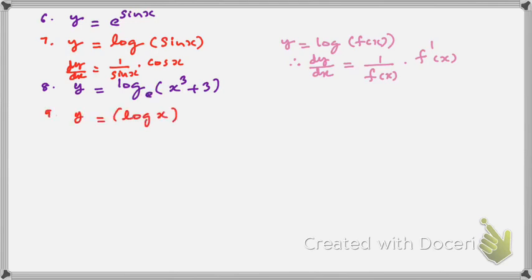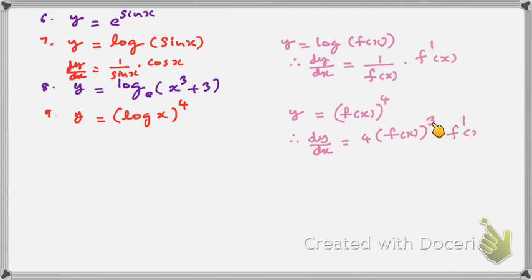Looking at another question, y is equal to log x to the power of 4. This looks like x raised to 4, and x raised to 4 would have been 4x cubed. So log of x, the whole raised to 4, would be considered as y is equal to f of x raised to 4. And when I differentiate f of x the whole raised to 4, it becomes 4 times f of x the whole cubed into f dash of x.